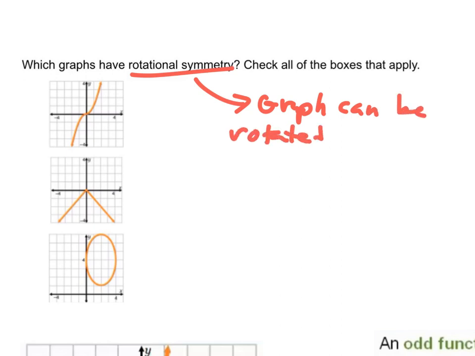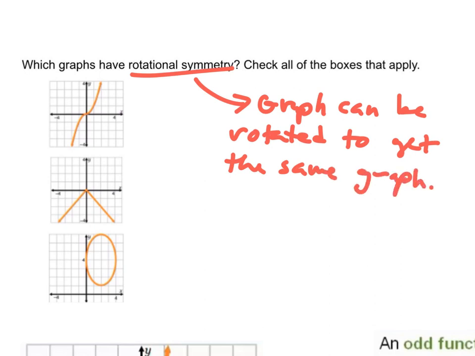Graph can be rotated to get the same graph, okay? And so we want to take a look at each of these, and we want to determine, okay, which ones of these has rotational symmetry. And the ones that have rotational symmetry are the first one and the third one, okay? The second one, no, does not have rotational symmetry.